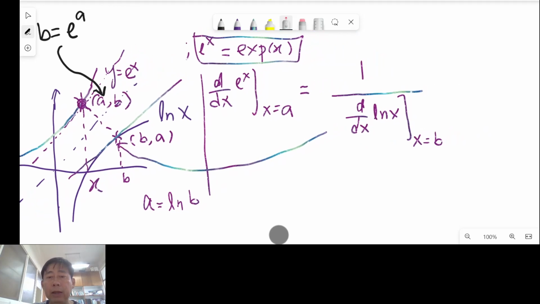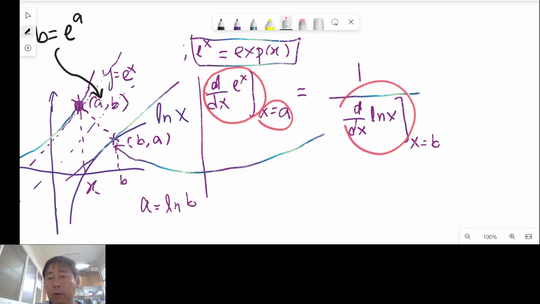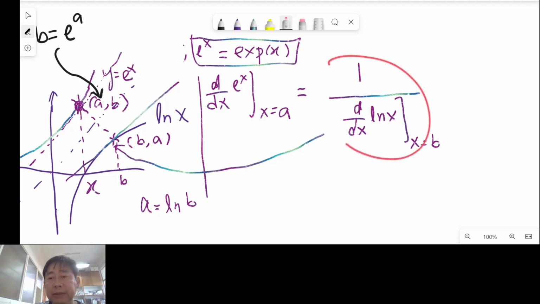So now we can continue to derive the derivative of the exponential function at the point a. We are going to look at this one, and we'll try to express whatever is on the right hand side of this equation in terms of a.